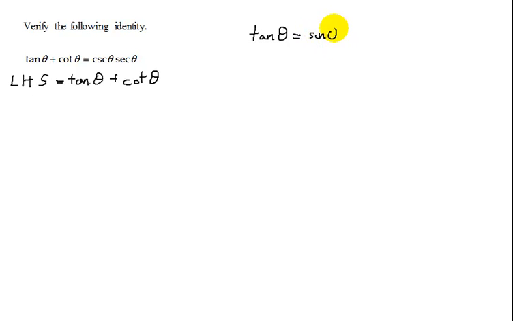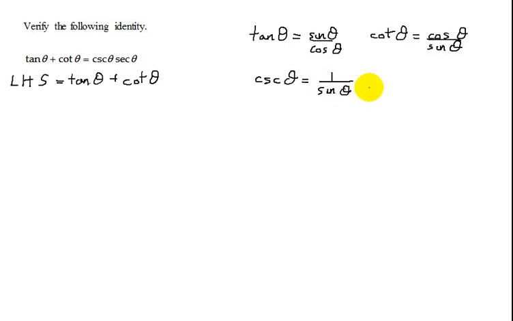So remember, the tangent of theta is sine theta over cosine theta. These are identities that you should know by heart. The cotangent of theta is the cosine of theta over the sine of theta. And let's just look at the right-hand side while we're writing out some of our basic identities. The cosecant of theta is 1 over the sine of theta, and the secant of theta is 1 over the cosine of theta.